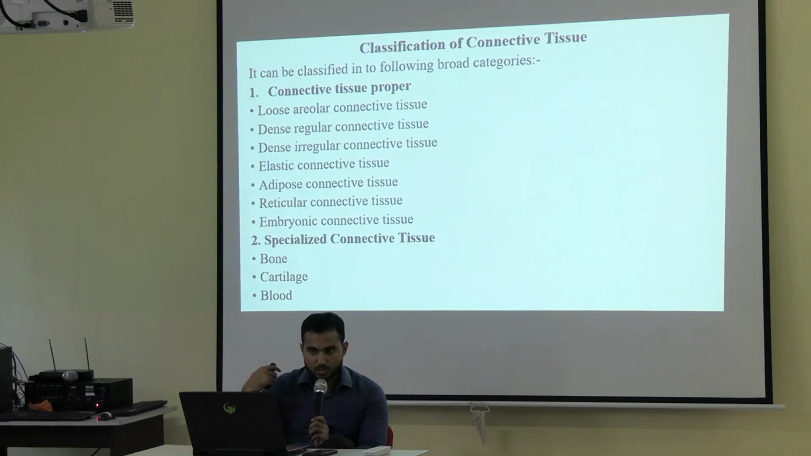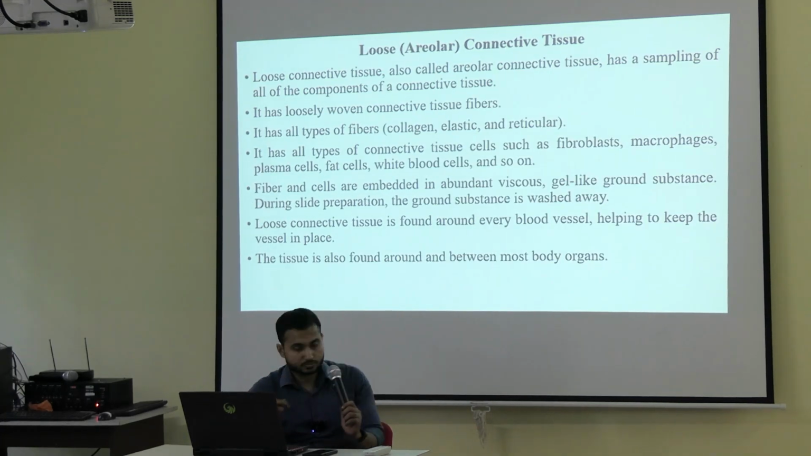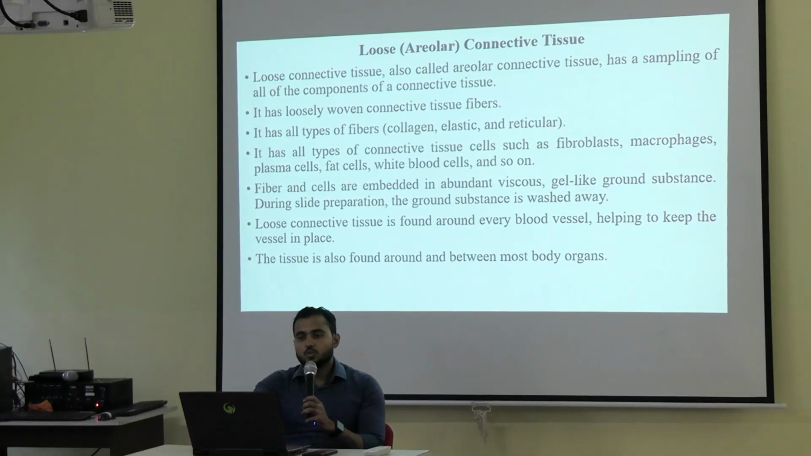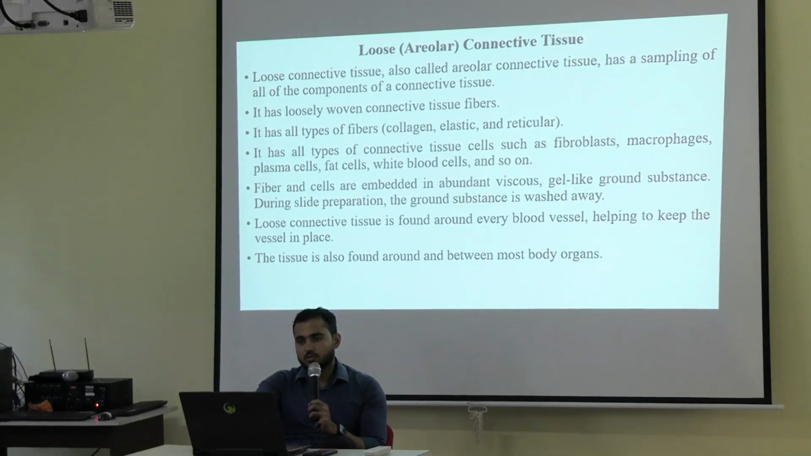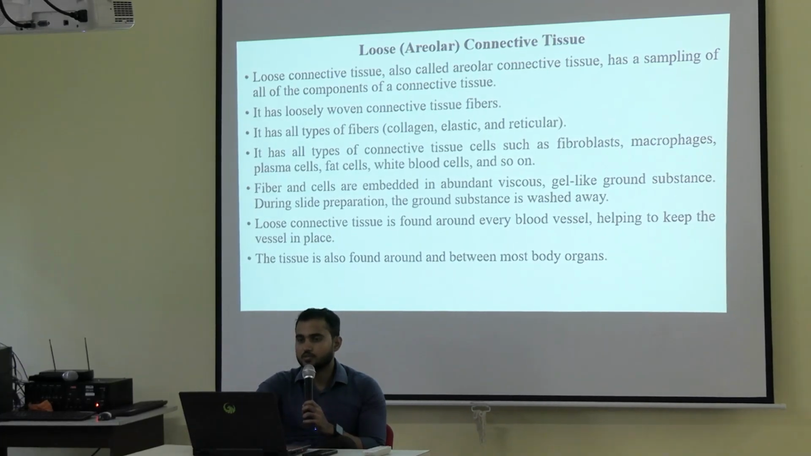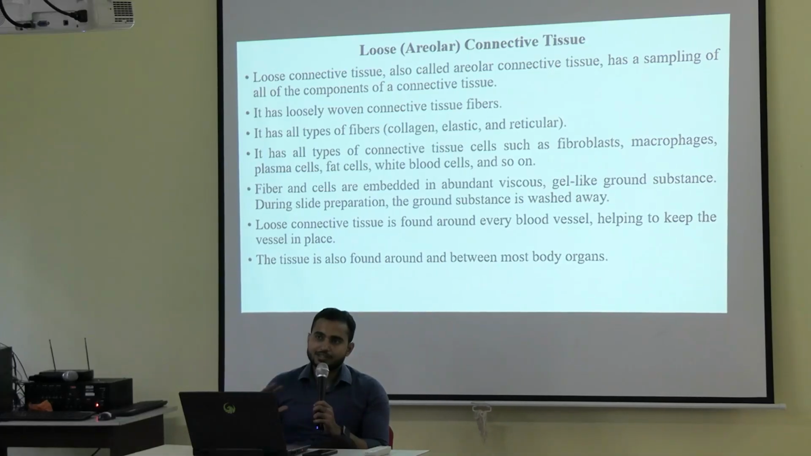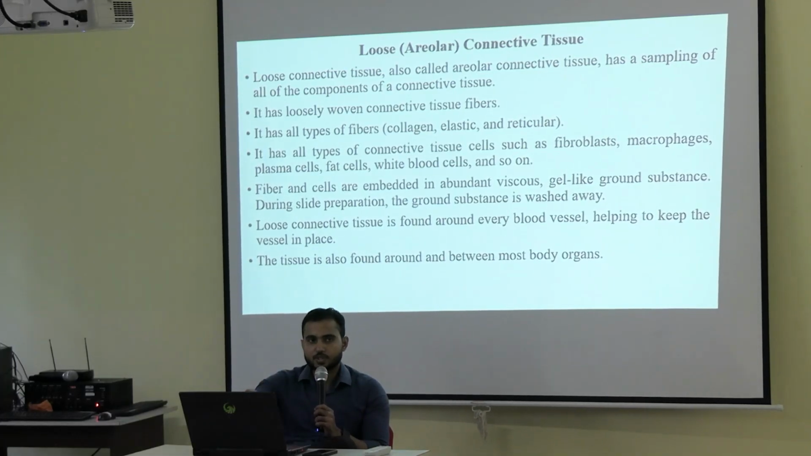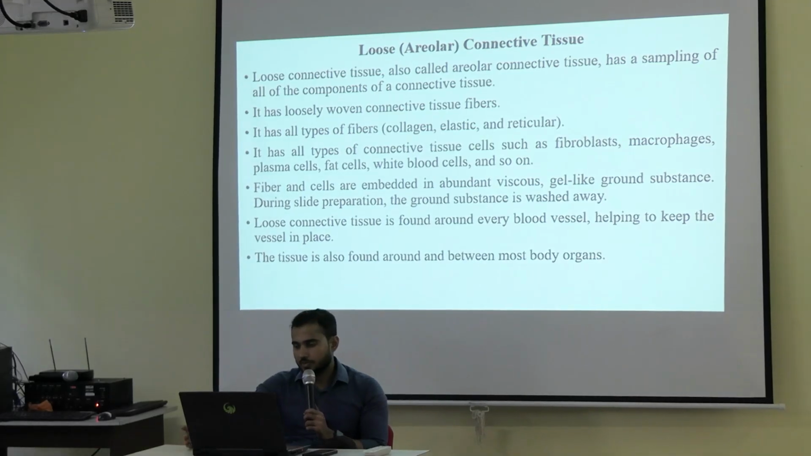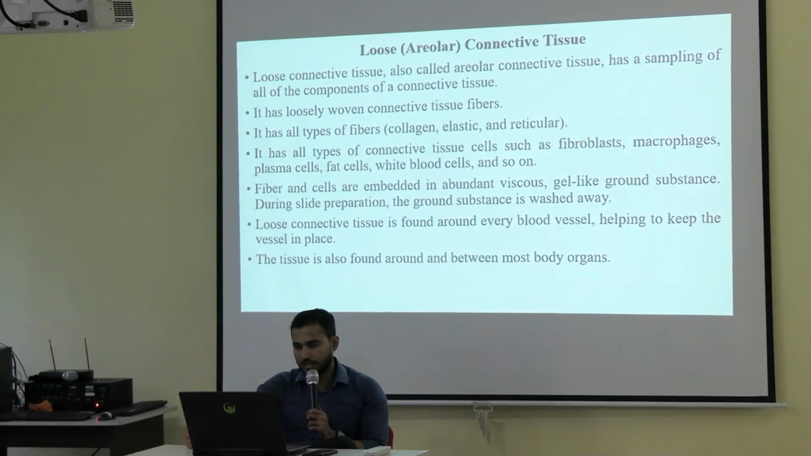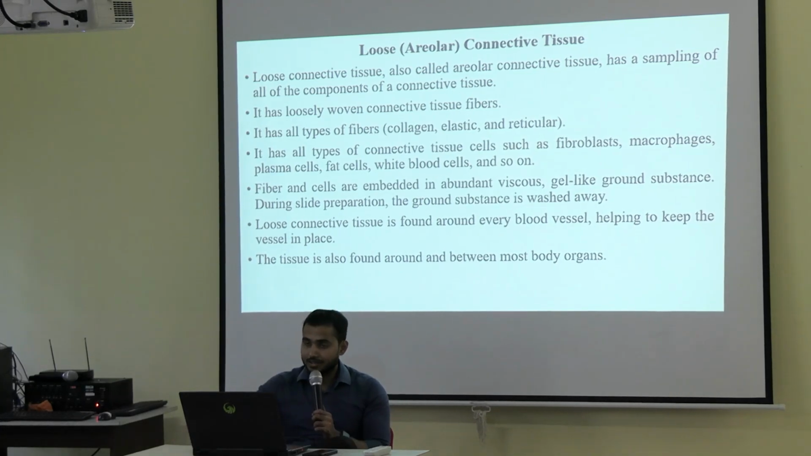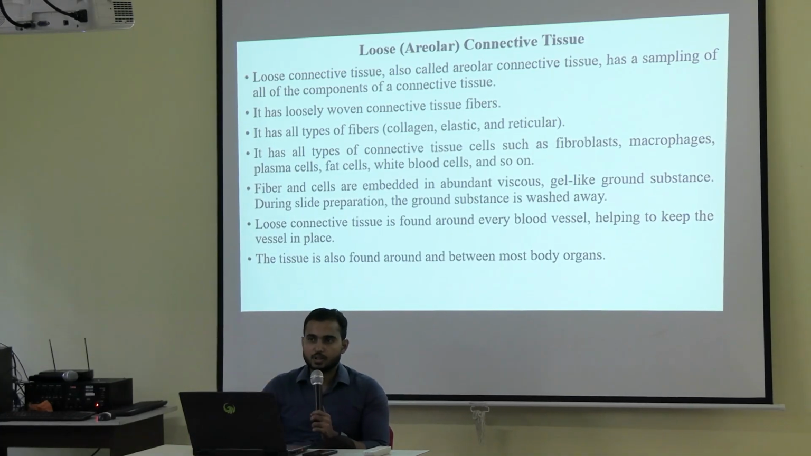So I'll start with the loose areolar connective tissue. This loose areolar connective tissue, also called loose connective tissue, has a sampling of all the components of connective tissue. What does this mean? Suppose you want to see an ideal connective tissue and the structure of an ideal connective tissue, then you can choose this example.